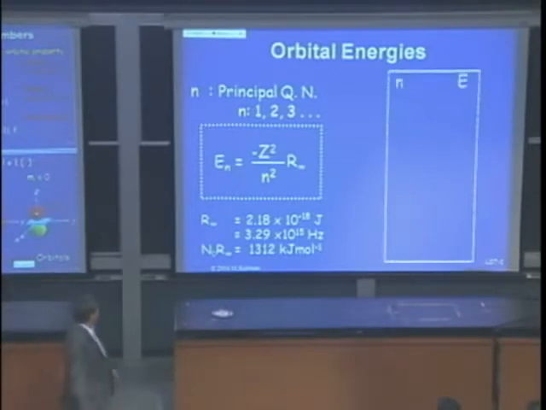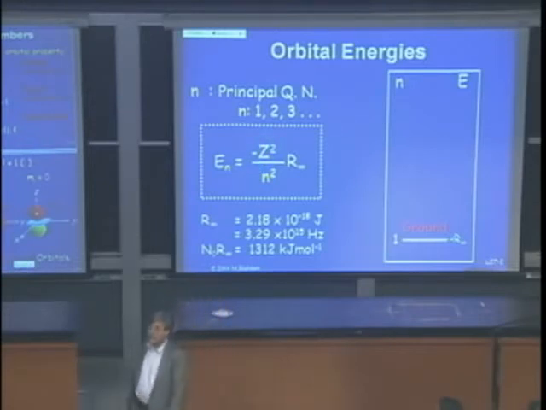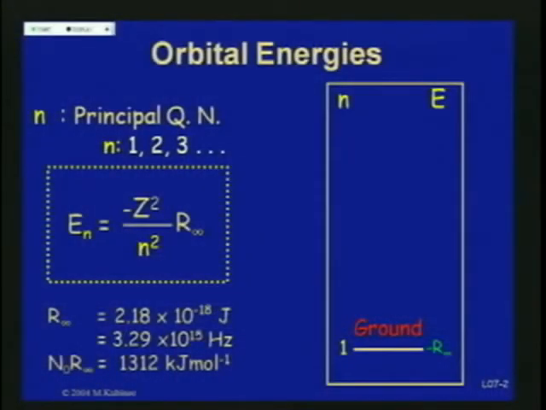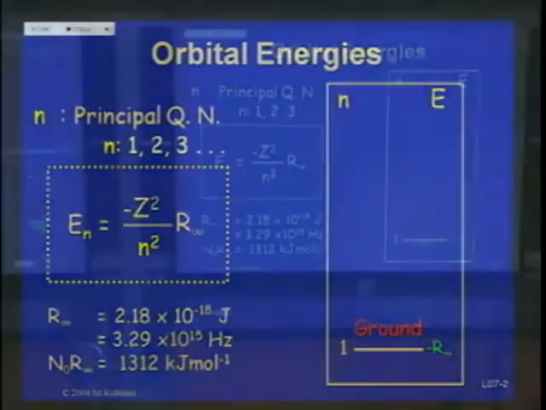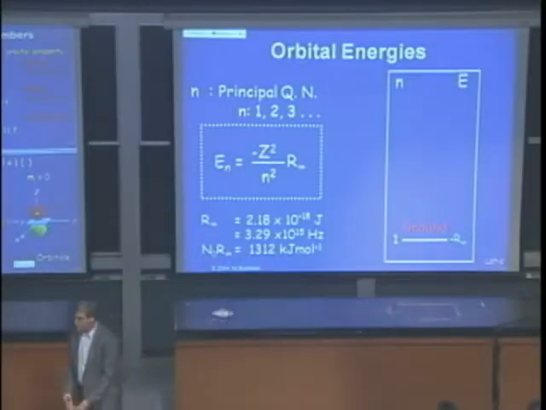So what does this do? We're talking about hydrogen. n equals 1, so the energy level would be this here. Hydrogen has what atomic number? 1, so minus 1 squared is still minus 1, divided by n equals 1, 1 squared, so this is minus R infinity, minus the Rydberg constant. So this is minus 2.18 times 10 to the minus 18 joule for 1 electron. That's the lowest energy state that the electron in the hydrogen atom can have.